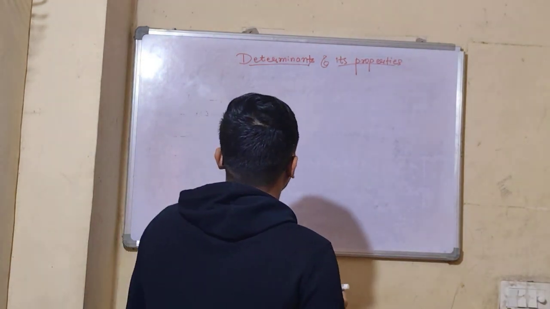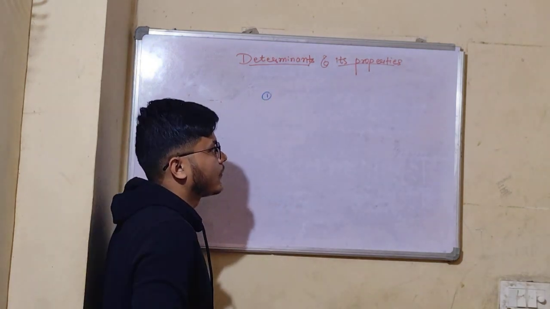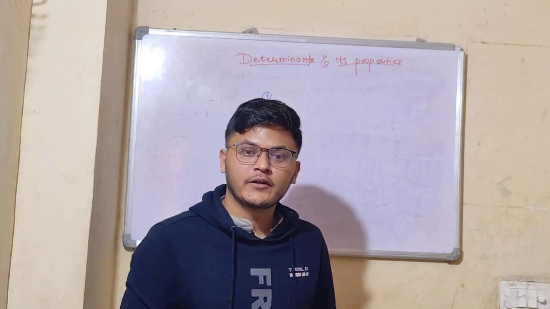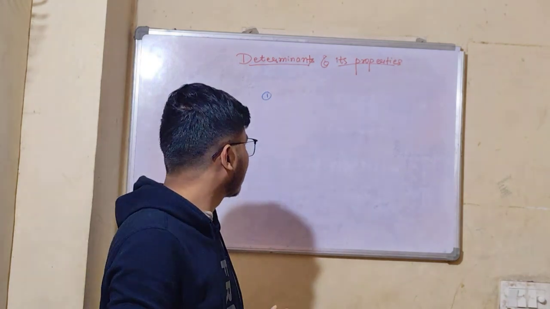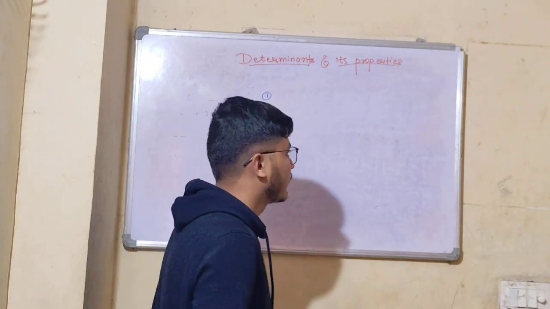So here we have 8 properties today. Hope you are clear from now. Onwards we are going to our next topic, that is the properties of determinants.